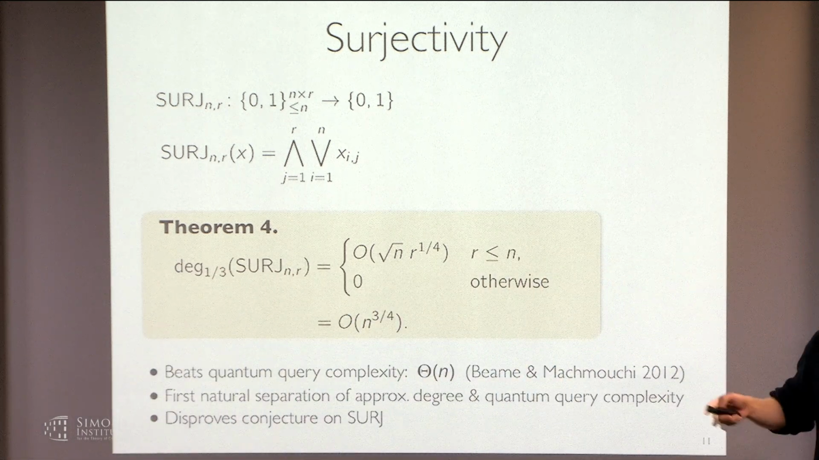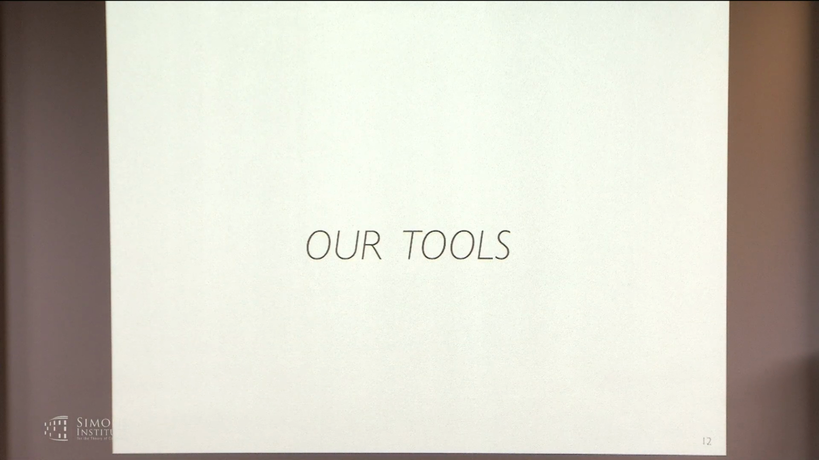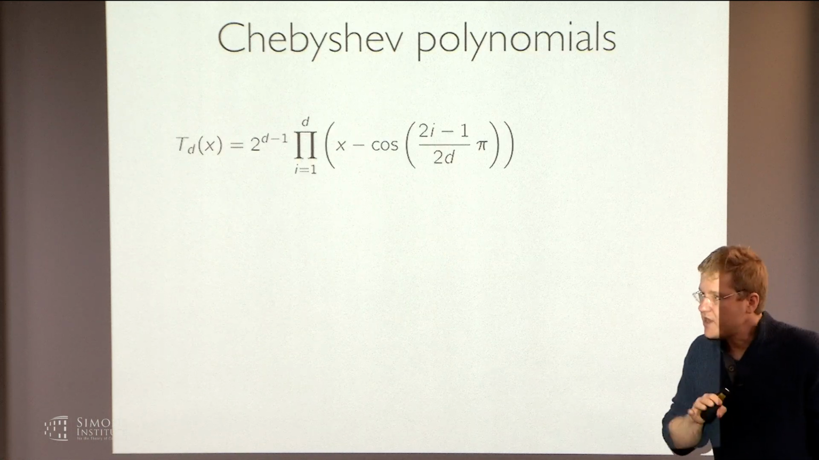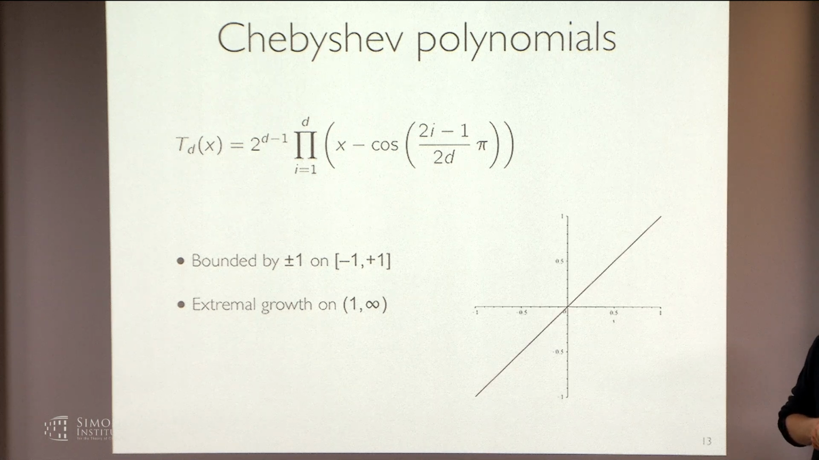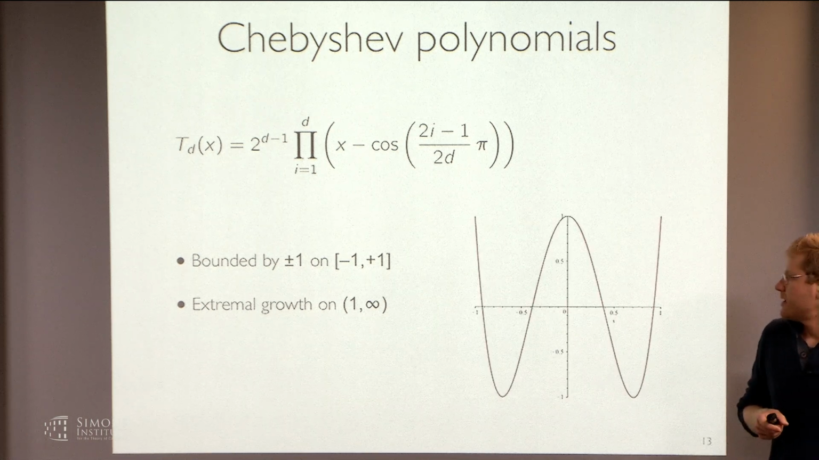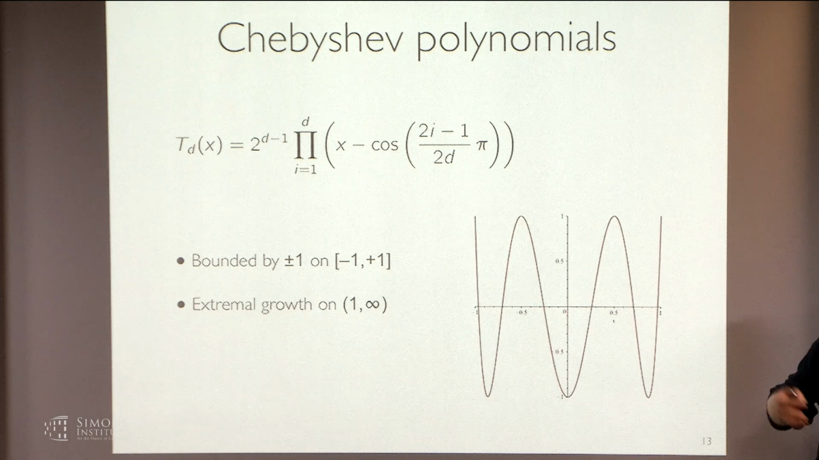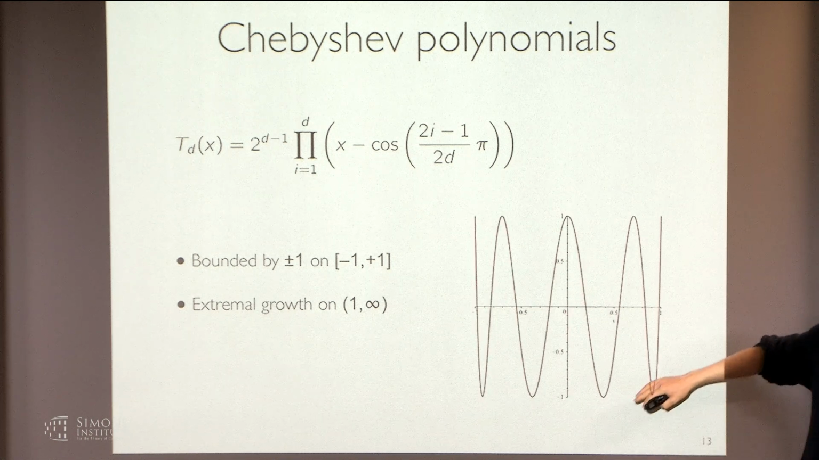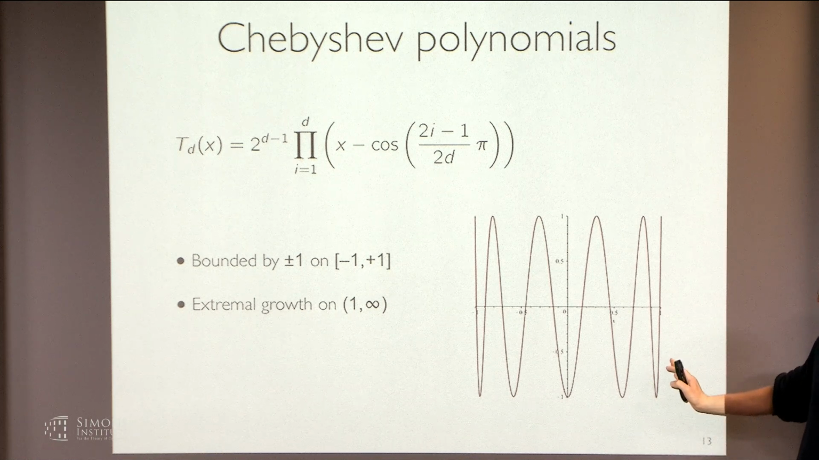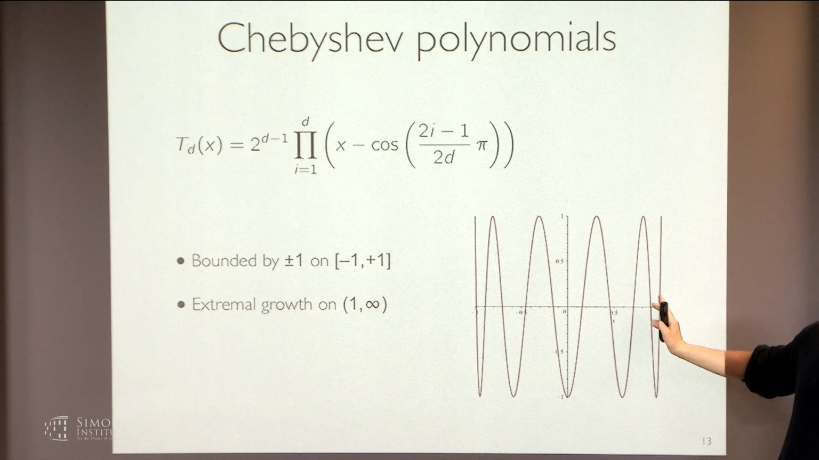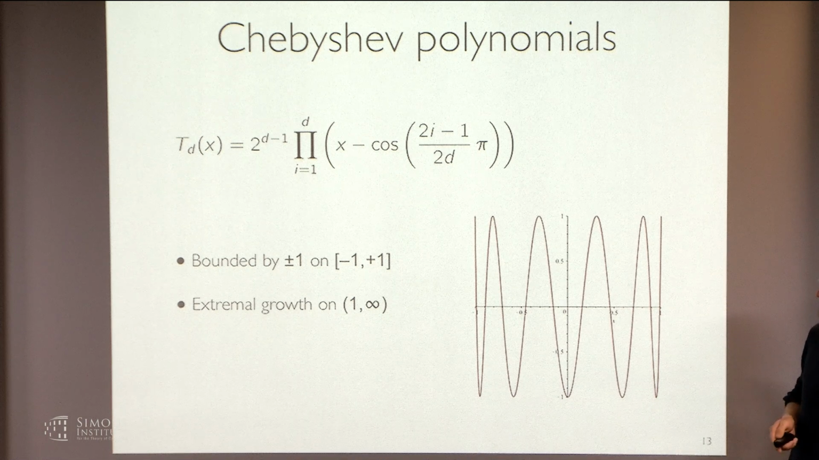Okay, so this completes the results overview, and now I'll jump into the technical part of the talk. As promised, the only preliminary that you need for the proofs is knowledge of the Chebyshev polynomial, which is this family of polynomials. They're extremal in a very precise sense. They're a staple in approximation theory. They're bounded on the unit interval by 1 in absolute value, and they exhibit extremal growth beyond the unit interval at every point.